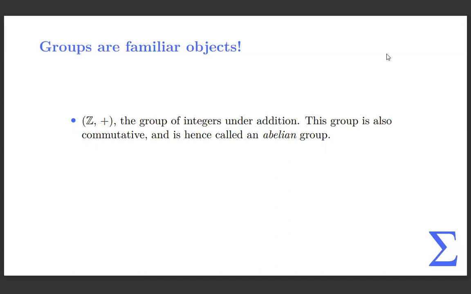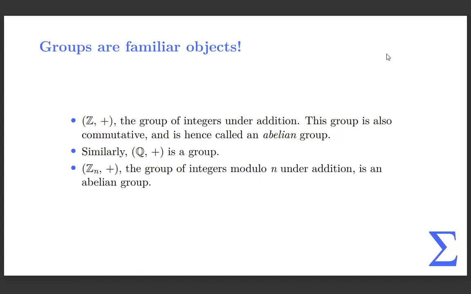How do you get an inverse in this group? What's the inverse of some a in Z? It's minus a, so a plus minus a is 0. Here's another group, the group of rationals over addition. It's very, very similar, and you can generalize this a lot, but we're not going to. The group of integers modulo n under addition is an abelian group also.